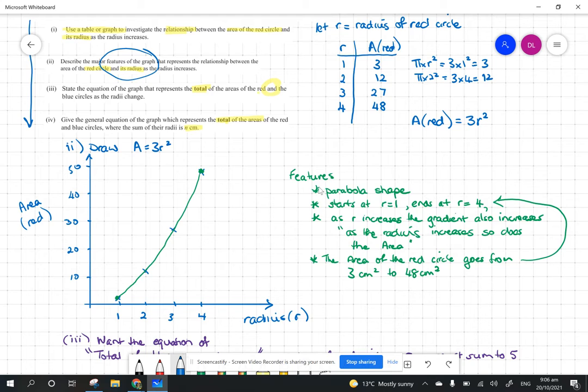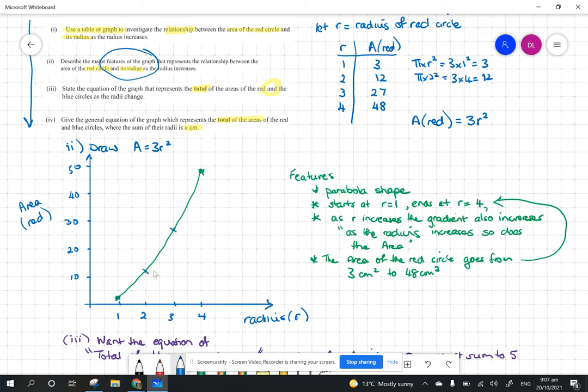So the first thing I put over here when I talked about features was it's a parabola shape, just to know that we're talking about a y equals x squared graph type thing, and we've only got part of it. I could write a little bit more if I needed to. One of the key things is it starts at a radius of 1 and ends at a radius of 4. At the same time, I should have put down here that if r is 1, the area of the red circle is 3, and it goes up to where r is 4, which means the area of the red circle is 48. So I've added that in there, and I'll put a little arrow to show that they're connected.